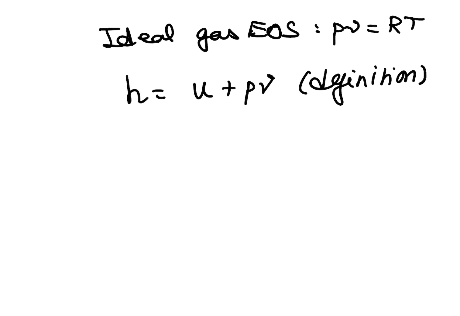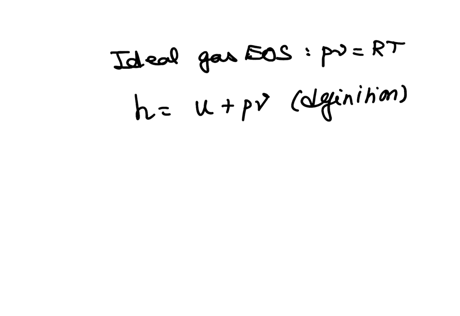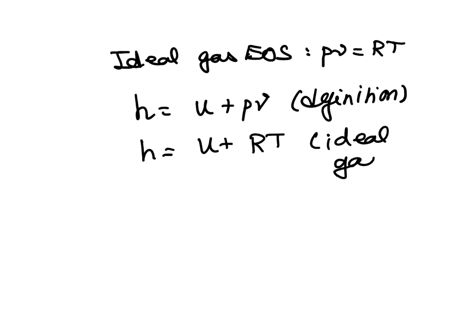Suppose we insert the value for PV into this definition. You can write this as H equals U plus RT. This is true for only an ideal gas from here on. It's not true for any substance anymore. So suppose we take the differential of this equation. That would be dH equals dU plus R dT.